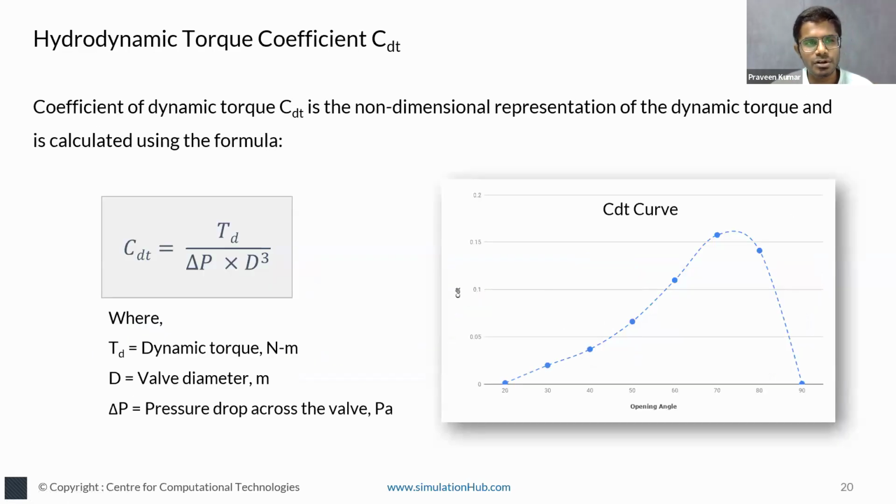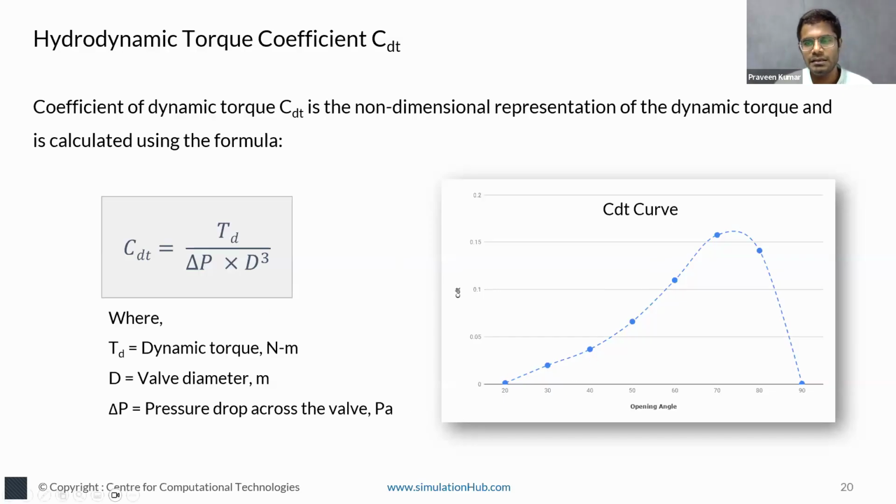So now we are introducing the hydrodynamic torque coefficient. Hydrodynamic torque coefficient is nothing but a non-dimensional representation of dynamic torque. It is calculated using this formula: the dynamic torque divided by the pressure drop across the valve and multiplied by the cube of the diameter of the valve. A typical dynamic torque coefficient is represented as CDT. The CDT curve looks like this, a typical CDT curve. It varies; we'll see those things in the further slides. For every opening, we calculate CDT and provide it.